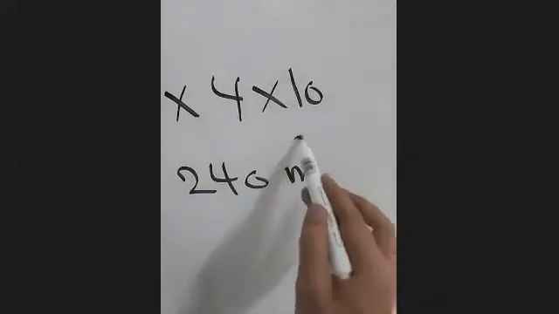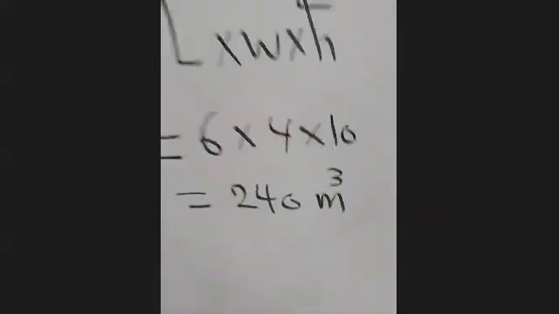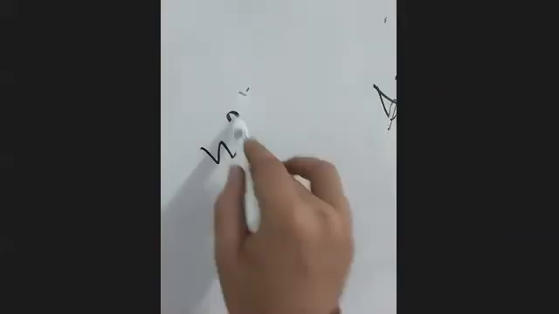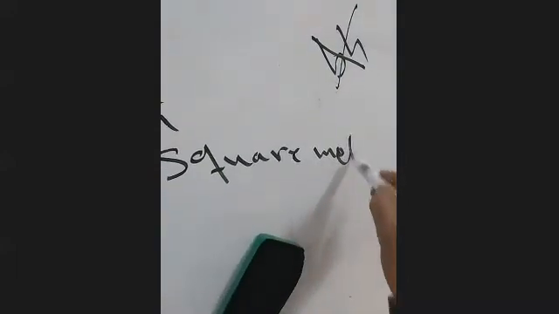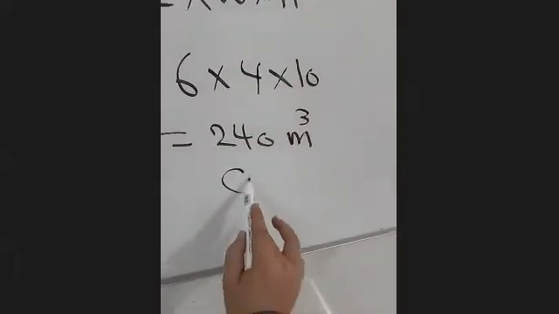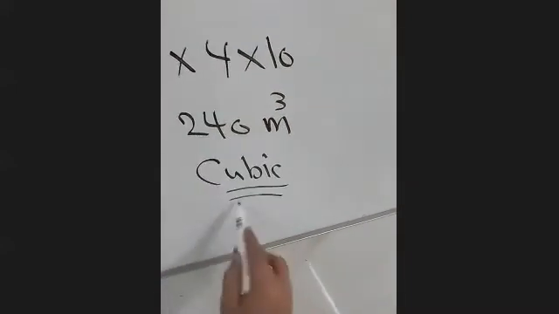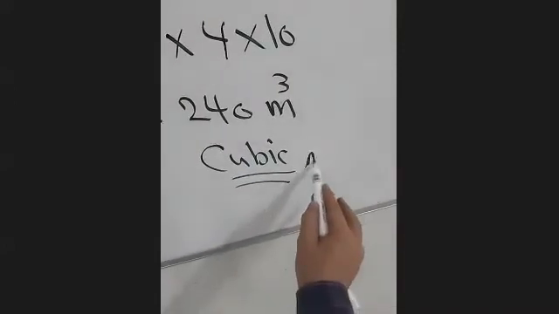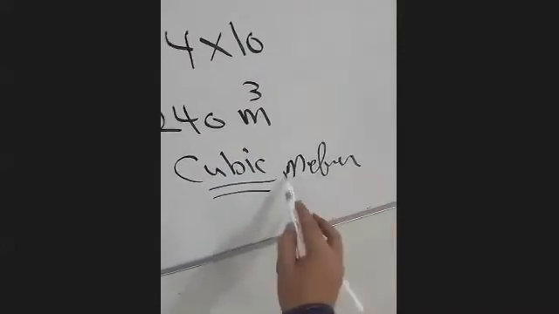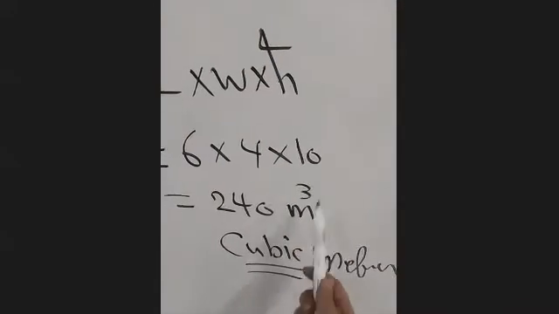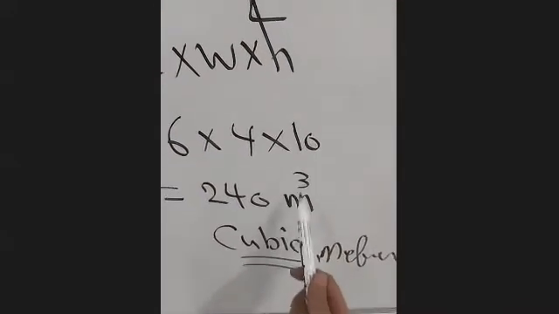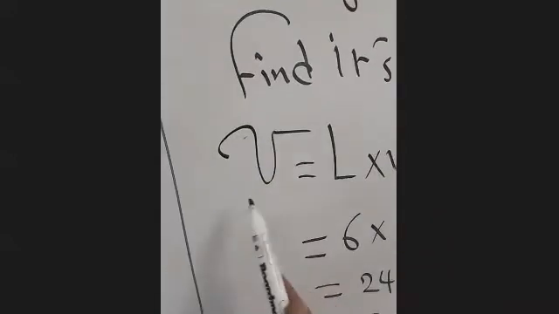Meter power 3. In the area, we said meter power 2, and we call it square meters, remember? Or square unit, whatever. But here, what will we call this? Cubic meter. So cubic means the unit is power 3. If the unit is power 3, I'm talking about volume.